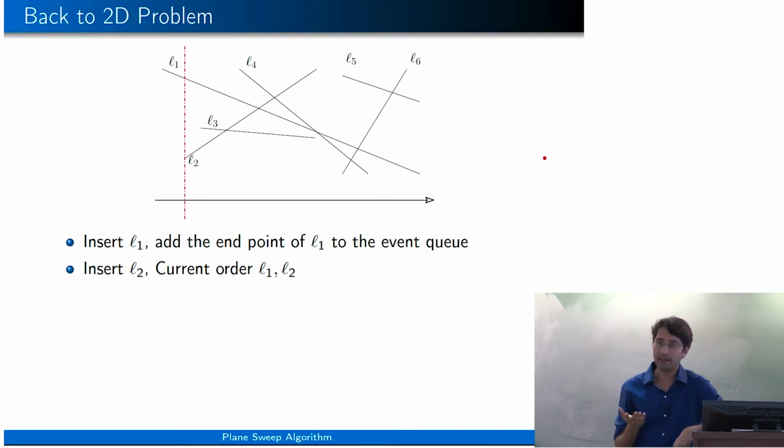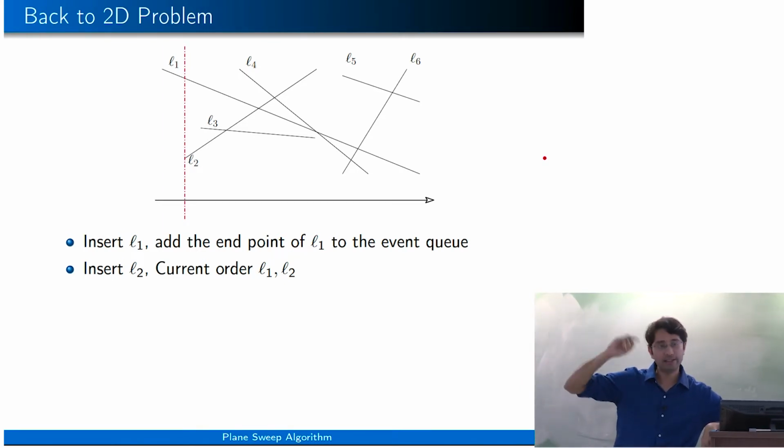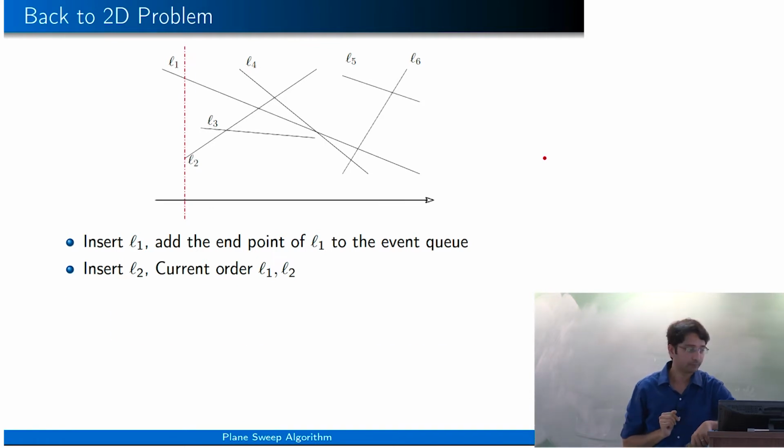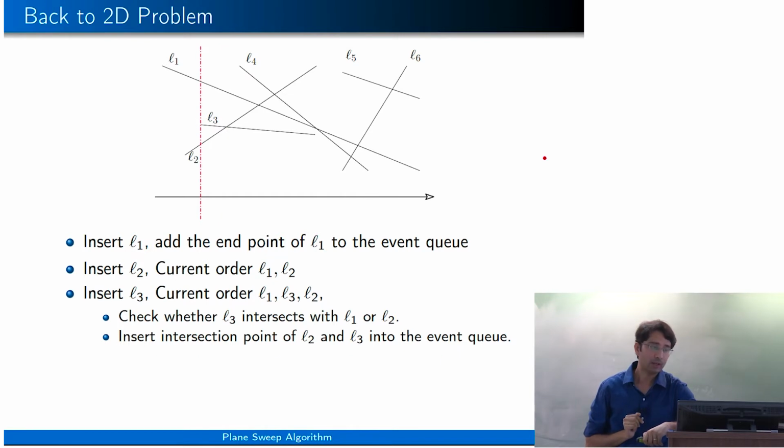So, what is my idea? How will I save time? I will not calculate intersections with all the line segments whenever there is a change in the ordering. I will calculate only a possible intersection at that time. What do I mean?